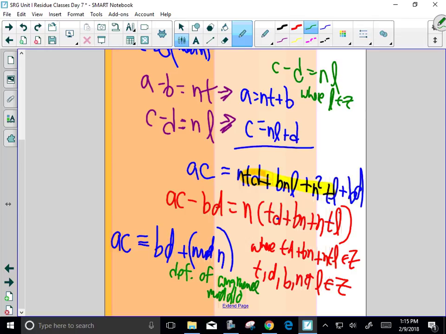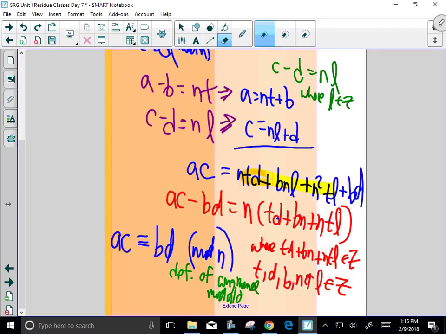Oh, that's right. There's no plus in there. Thank you. That's right. It's AC is congruent to BD mod N.